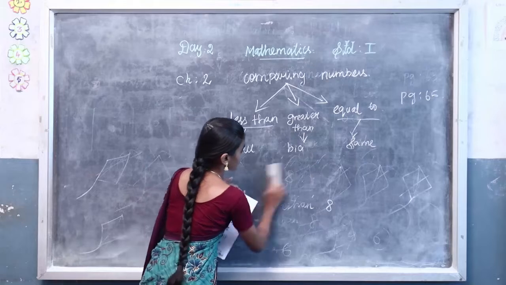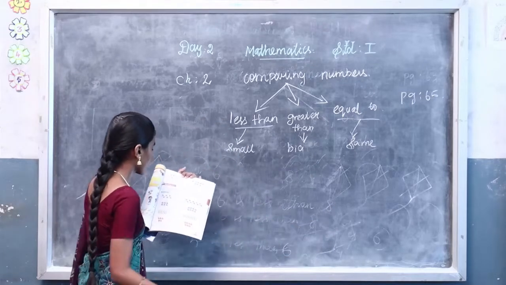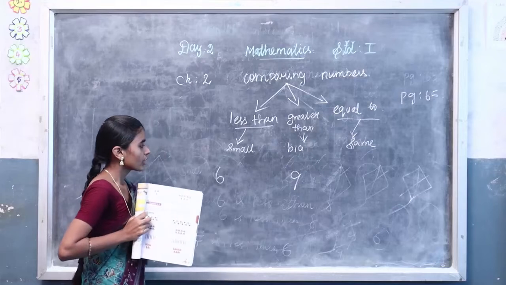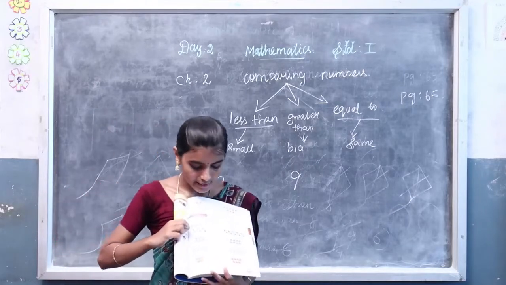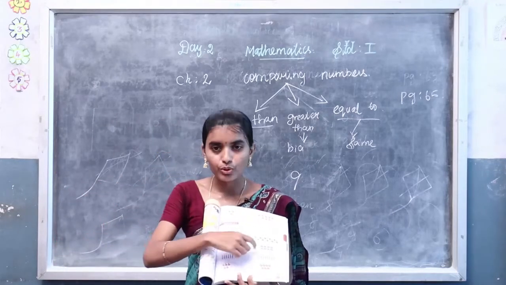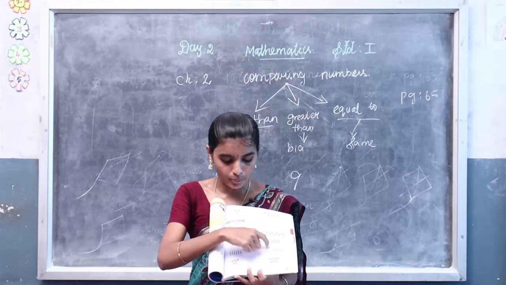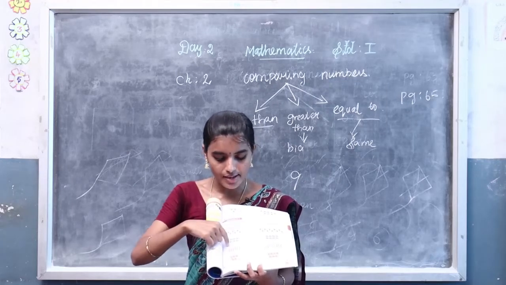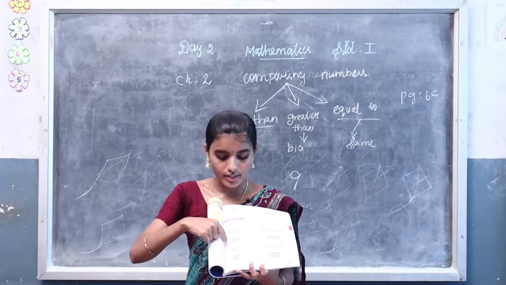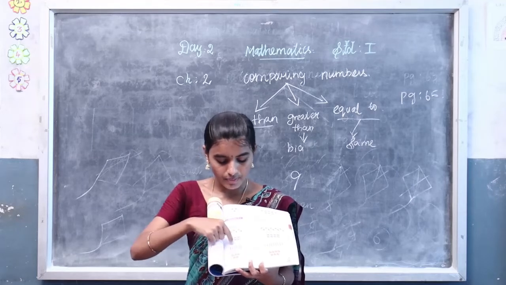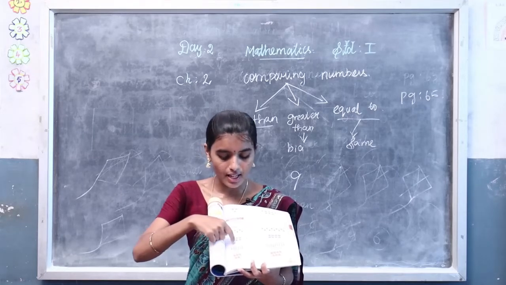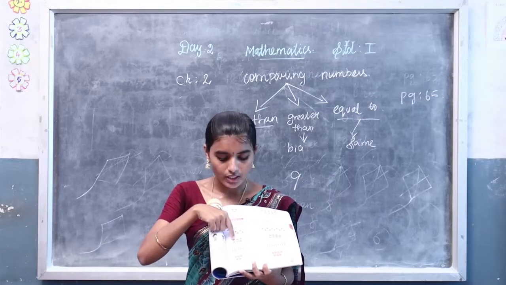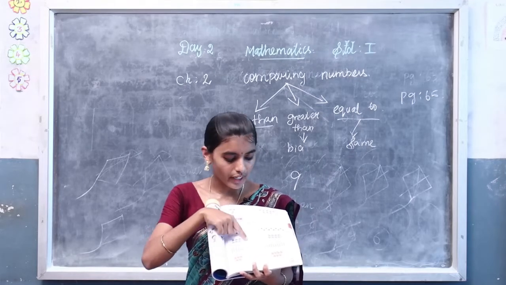So how many pencils in the first box? 6 pencils in the first box, 9 pencils in the second box. So compare the pencils in both boxes. We have to strike out the first pencil in both boxes. Strike out the first pencil and strike out the second pencil and strike out the third one, fourth one also. Strike out the fifth pencil and sixth pencil. So see the first box. First box is fully struck out.